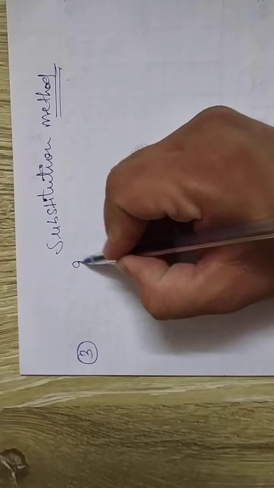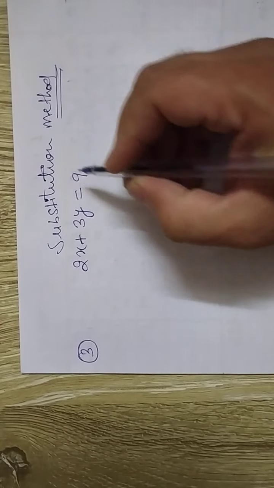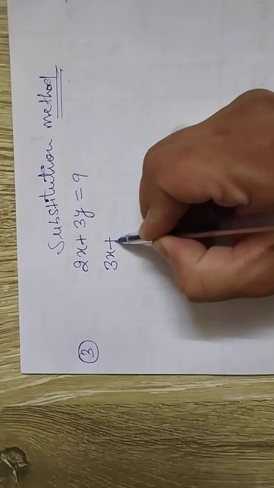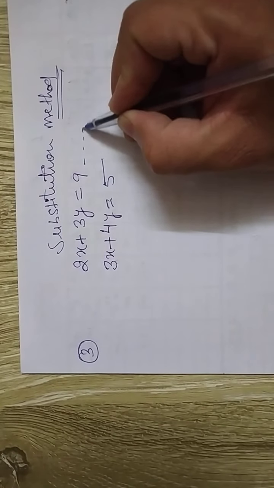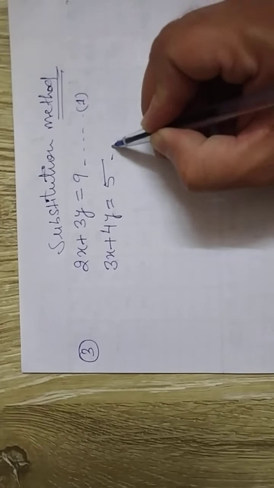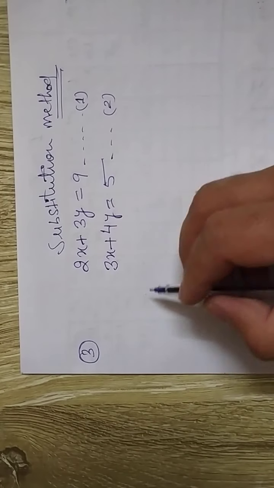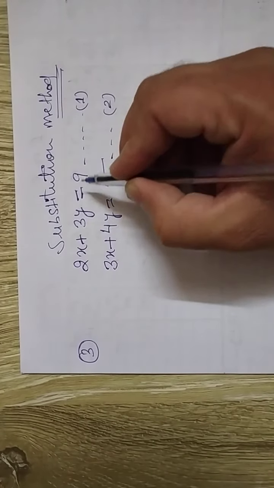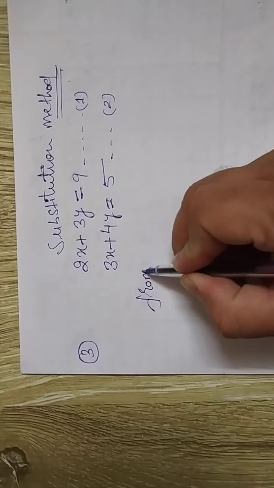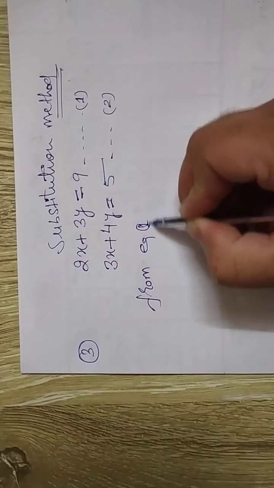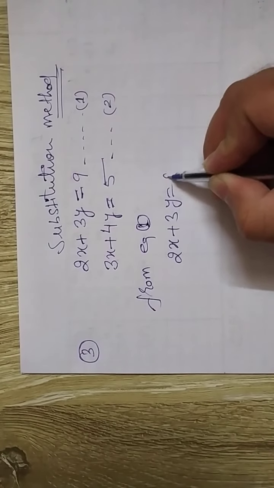So I'm taking the question 2x plus 3y is equal to 9 and 3x plus 4y is equal to 5. You can give a name to these equations, so I am giving the names. This is first and this is second. You can use the first equation or the second equation as per your choice. So I'm taking from equation 1 the value of any one variable. So I took 2x plus 3y is equal to 9.